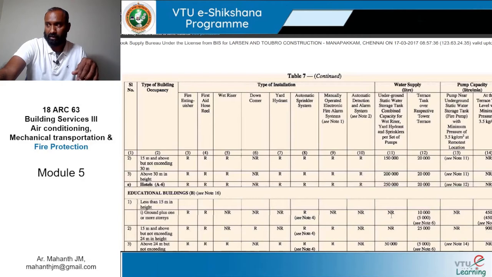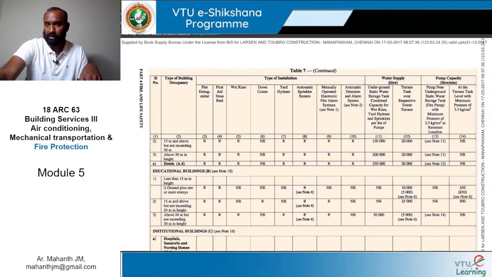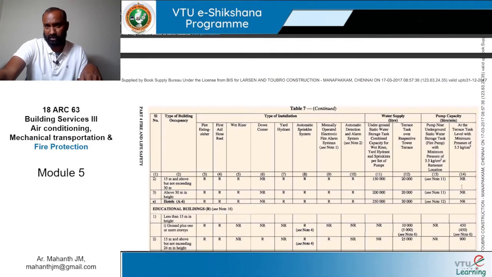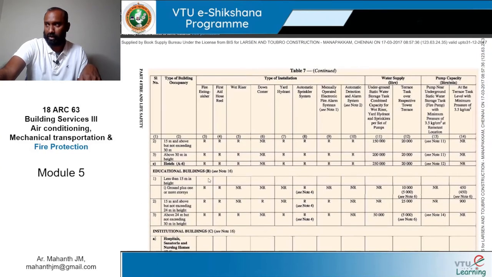The next couple of details, equipments are not required. And terrace tank, they say 10,000, and in the bracket they've said 5,000. And also to understand what the bracket means, they asked us to go to note 6. And because underground is not required, there is no water pump which is needed. And at the terrace level, they said 450, and under the bracket again 450. We will see what note 4 is and what note 6 is. So note 4 is about automatic sprinkler systems, and note 6 is about minimum pressure at the terrace tank.